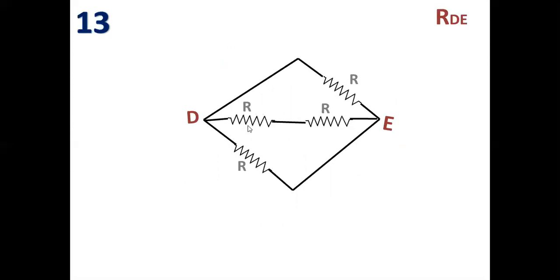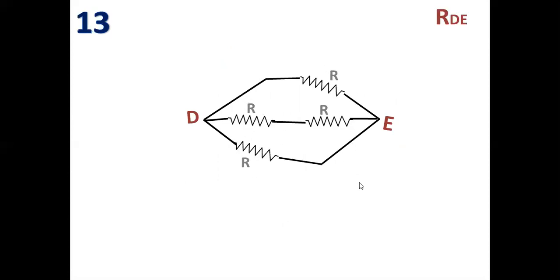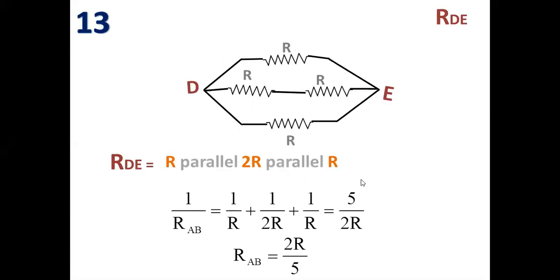What else is remaining? 2R parallel R parallel R. That's all. It's the same answer. No change, because those 2 points have been already connected. So it is 2R by 5. Okay, we'll move on to the 14th one.